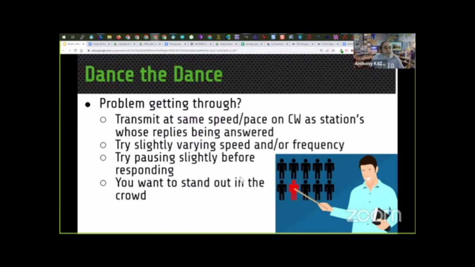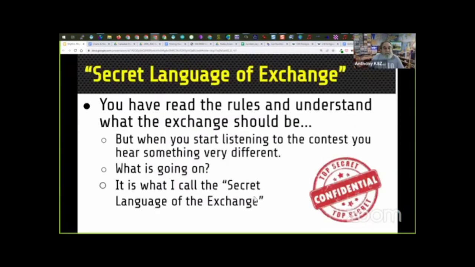Try pausing sometimes before responding. He might be answering late callers, especially if the frequency is very busy. You might want to try a double reply, giving your call twice. Sometimes that will not be successful at all. Other times it will be. So you want to stand out in the crowd. You want to make sure they can hear you. And again, you want to make sure that you have a clear, easy to copy signal.